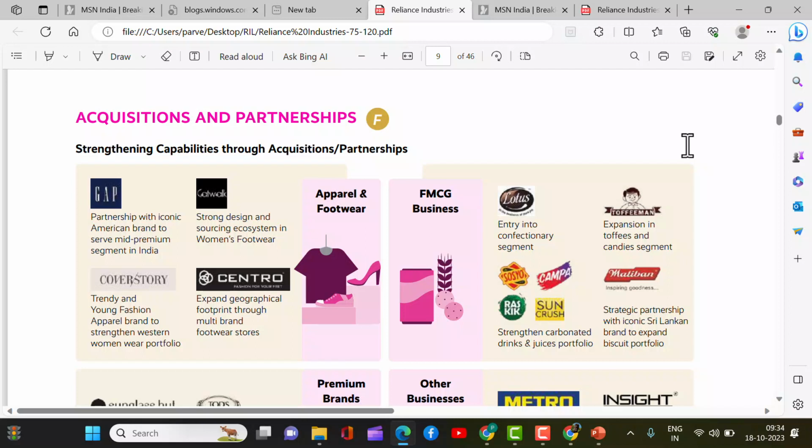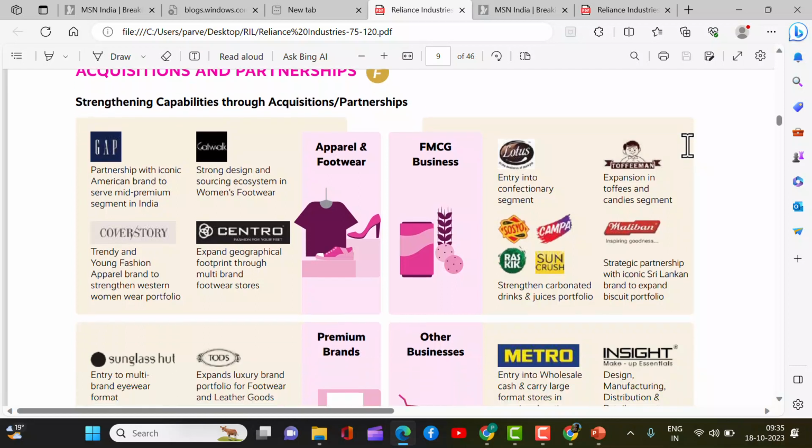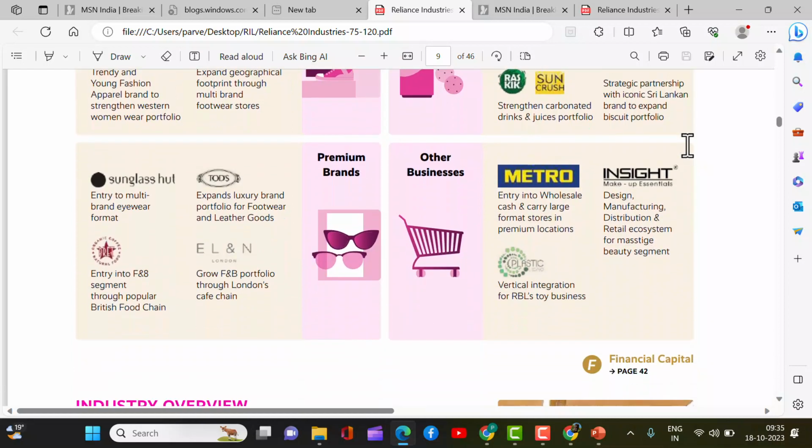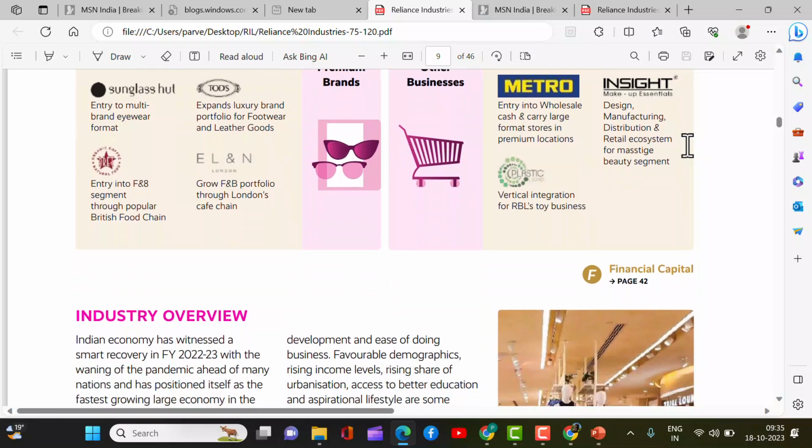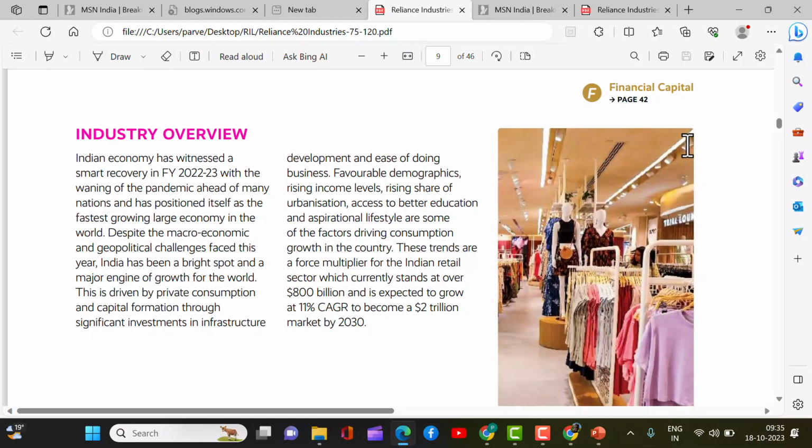These are the various kinds of tie-ups they have done. Apparel, strong design and sourcing system, footwear, and all these others. They have done tie-ups with Kappa again. So these are all the companies to whom they have tied up, and they have increased their business.